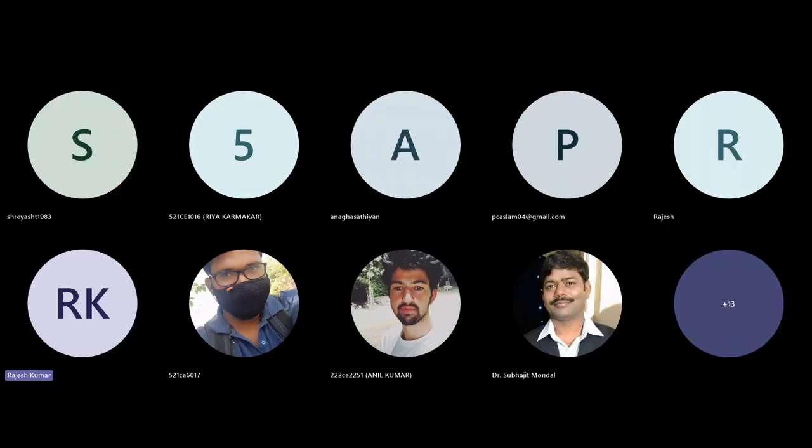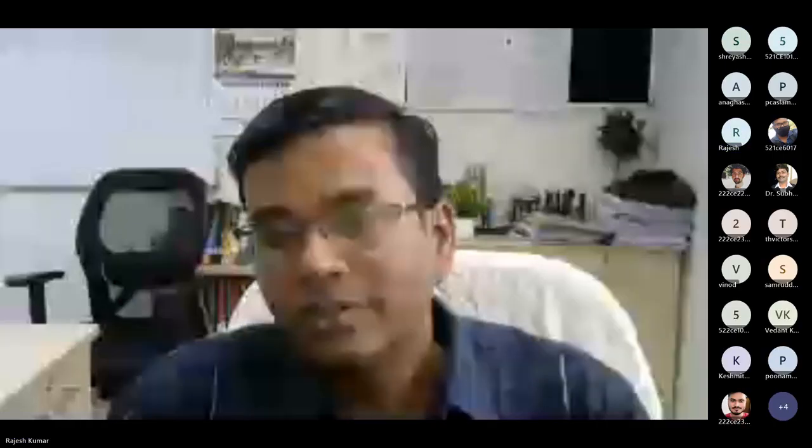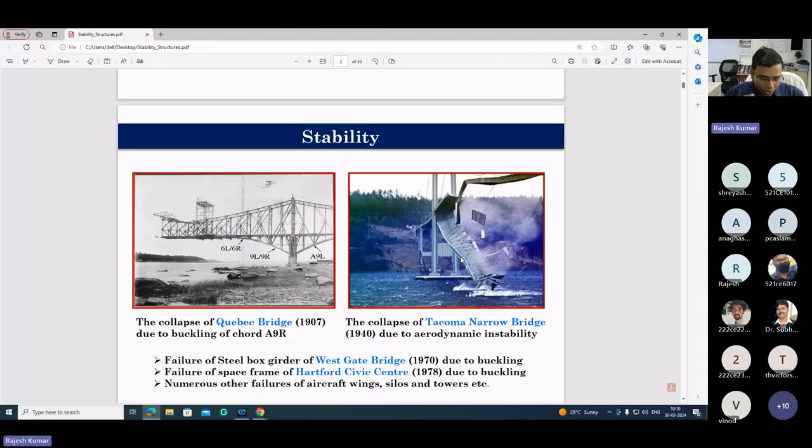Stability considerations while designing, then we can avoid this type of failures. Okay, three things are important. You know that. What are the three things that are important for you?